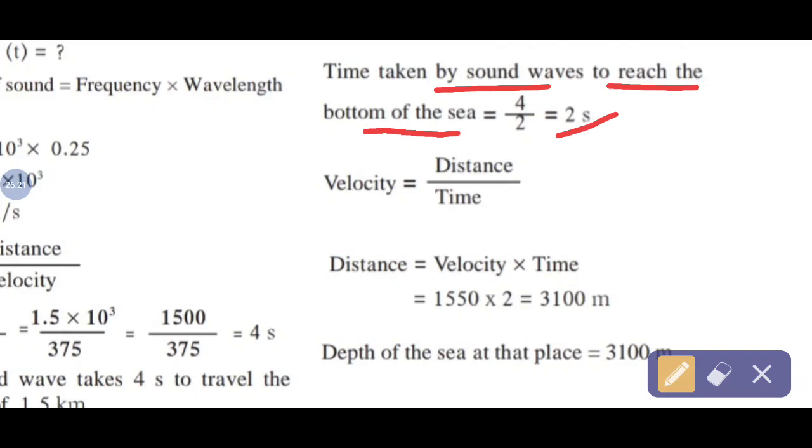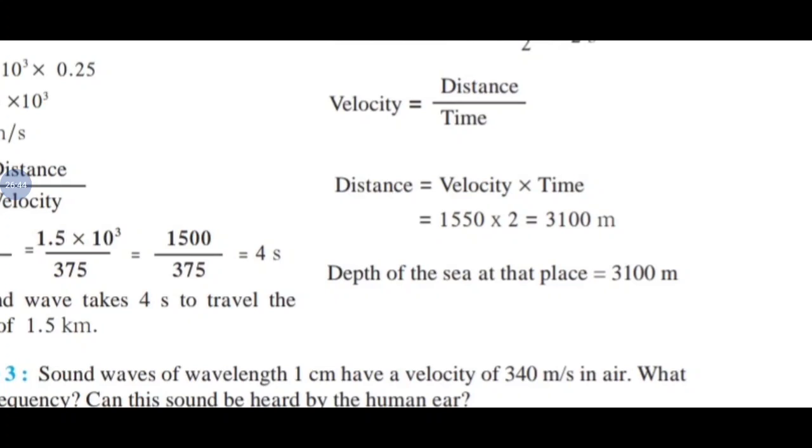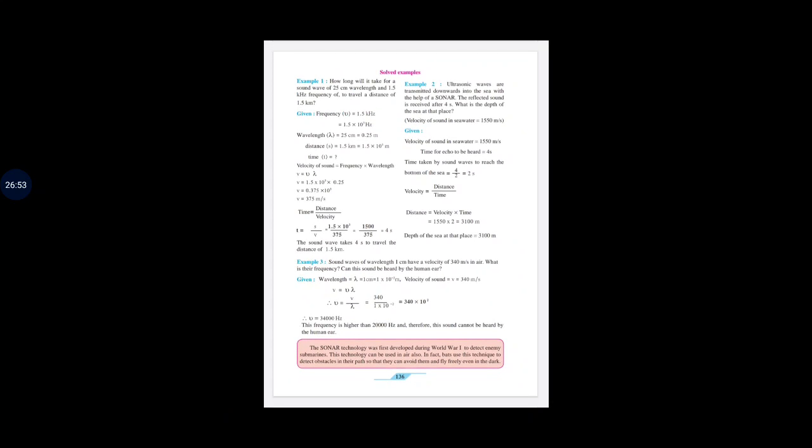Therefore, by the formula, velocity equals distance upon time. So distance is equal to what? Time is taken from the left hand side, multiplied to the velocity. So velocity multiplied by time. So 1550 into 2 is equal to 3100 meter. What is the distance? The distance means nothing but the depth. So the answer is: depth of the sea at that place is equal to 3100 meter. All are getting? Sure? Yes.